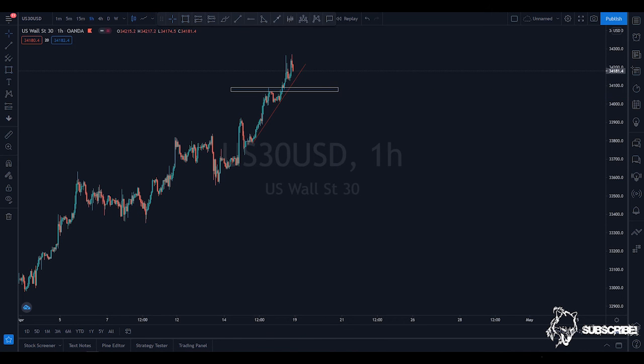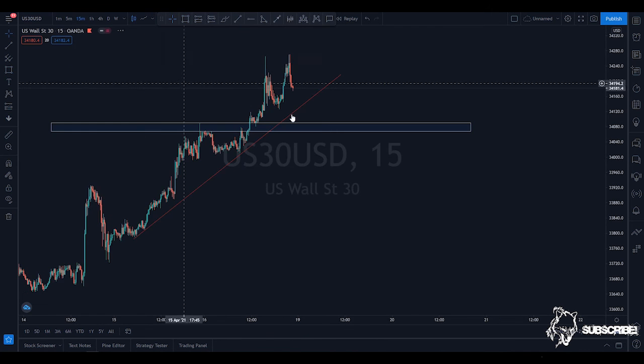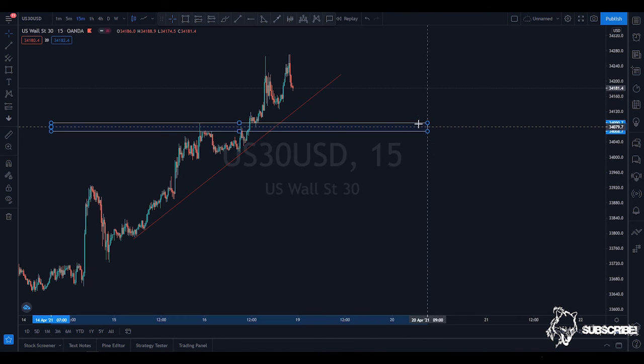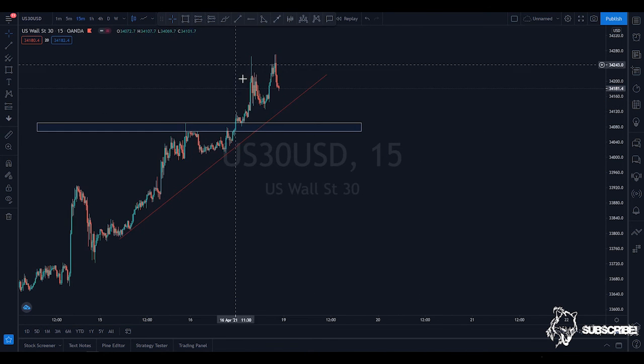So this is our area of support, right? And then if I go to the 15 minutes, I can see that here US30 went to the upside, right? And once it got there, it was rejected here. You can see this huge rejection here, and then it went to the upside again, creating what we call a double top there, right?